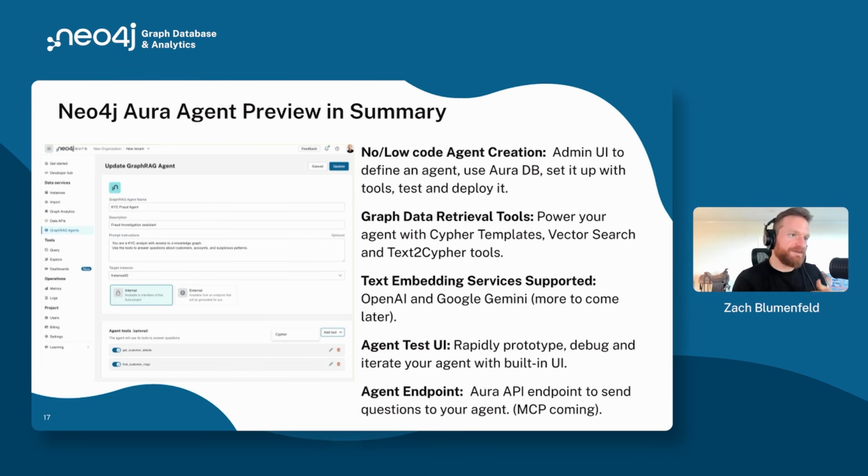That deployment is all authenticated through the Aura API, so it's secure. There's a client secret and token and all that sort of stuff. We saw the different types of graph data retrieval tools between the Cypher templates, the similarity search, and the text to Cypher. The text embeddings that were supported, we have OpenAI and Google Gemini as well. There's more to come later. The testing UI, and then the endpoint that we saw that got shipped, and we were able to call through our MCP server. And this will be available in Aura free, professional, and business critical tiers.